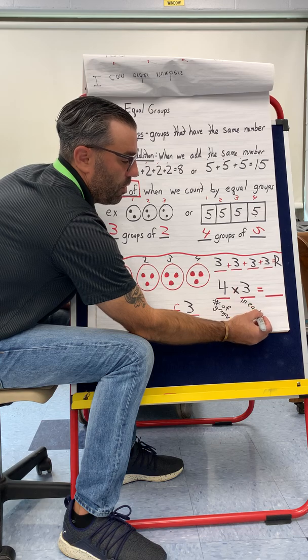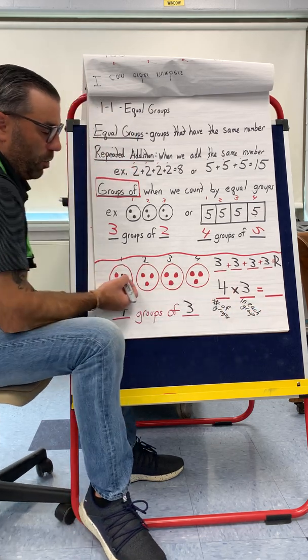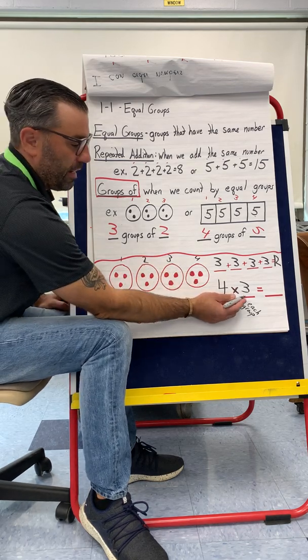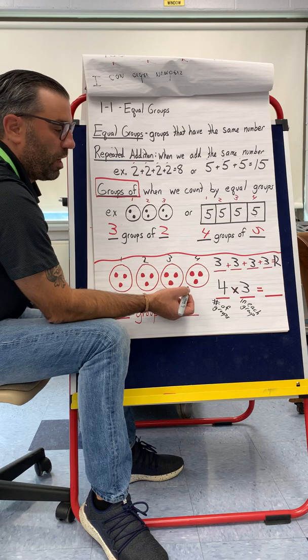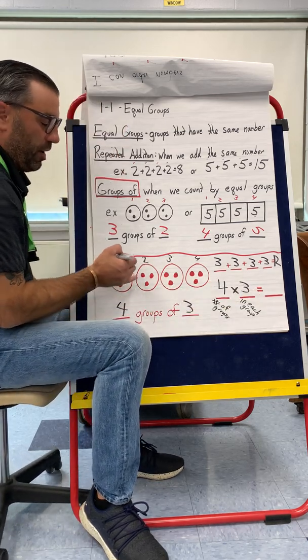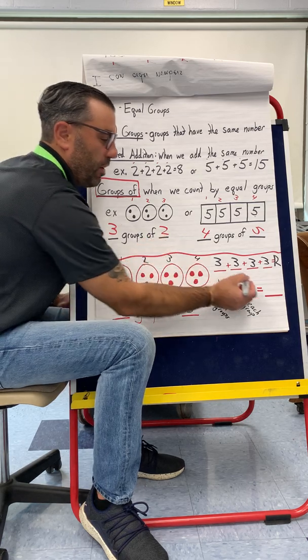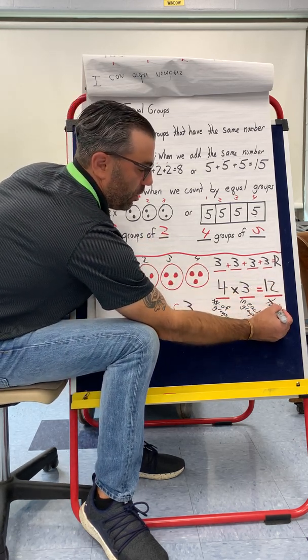So the number of groups is 4. 1, 2, 3, 4. The second number is how many are in each group, 3. So 4 groups of 3 is, and guess what? 4 groups of 3: 3, 6, 9, 12. 4 groups of 3 is 12, which is the total.